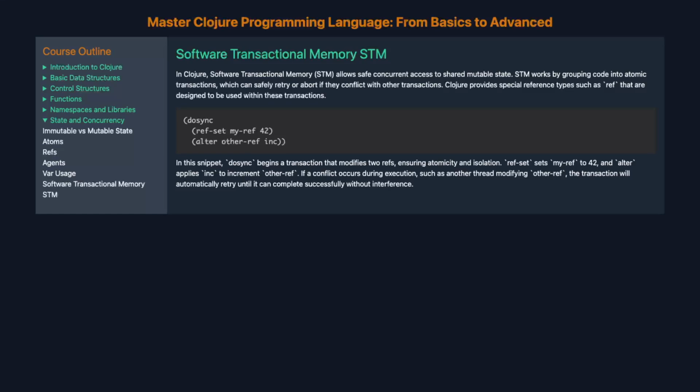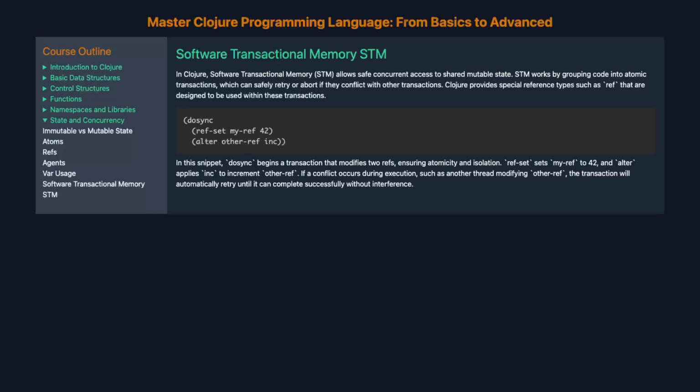STM works by grouping code into atomic transactions, which can safely retry or abort if they conflict with other transactions. Clojure provides special reference types such as ref that are designed to be used within these transactions. In this snippet, dosync begins a transaction that modifies two refs, ensuring atomicity and isolation. ref-set sets my-ref to 42, and alter applies inc to increment other-ref.